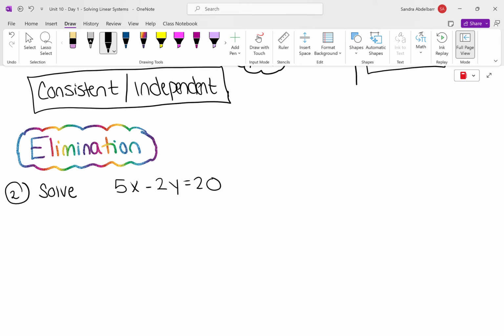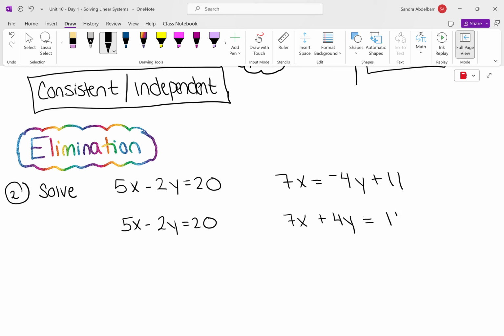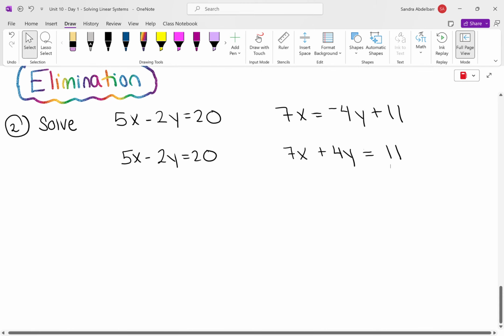So I want us to solve 5x minus 2y equals 20 and 7x equals -4y plus 11. Okay, so what we want to do here when you solve through elimination, you want to get all the x's and y's on one side, everything that doesn't have an x and a y on the other side. So my first one, 5x minus 2y equals 20, is great. But for the second one, it's not great. I need to manipulate this just a little bit. So we're going to have 7x. I'm going to bring that 4y over. So plus 4y equals 11.